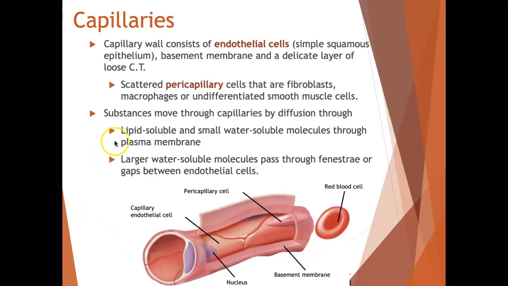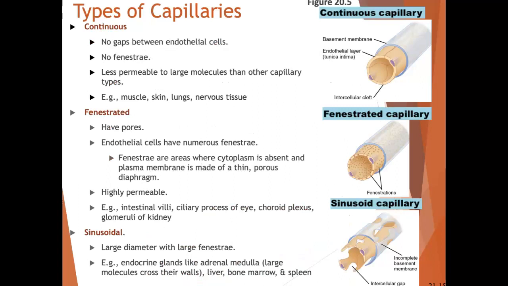Our lipid-soluble and small water-soluble molecules will go through the plasma membrane, whereas the larger water-soluble molecules pass through the fenestra, gaps between endothelial cells. Now in this image, we don't see that, but let's take a look at the next slide. So in this slide here, we're going to take a look at the three different types of capillaries. I know you probably didn't think there were three different types, but there are.